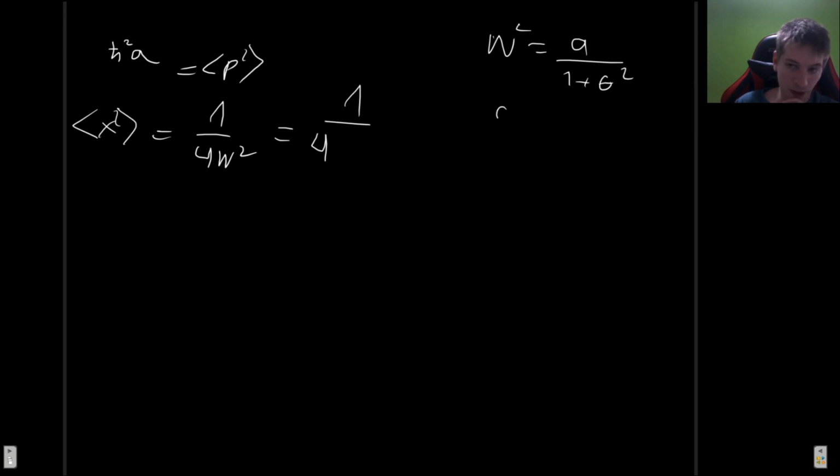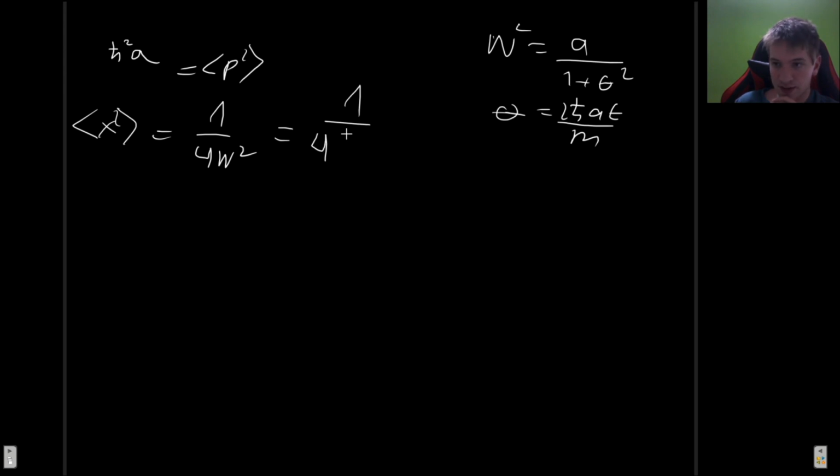Okay. So, obviously w has its own value, but let us replace it a bit. So now let's do it right away. So it's going to be 1 divided by 4, and w, as we saw before, is w squared, and that's what we have here, a divided by 1 plus theta squared. Theta is 2 h bar a t divided by m. So let's write that in here.